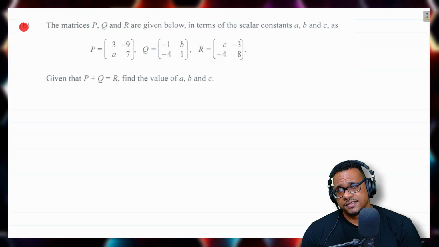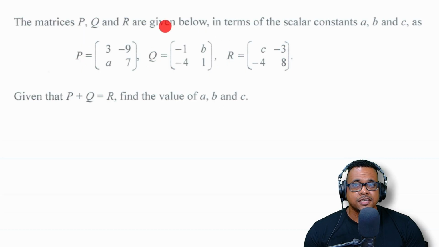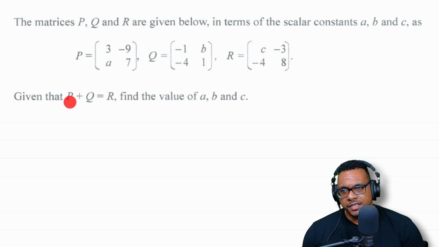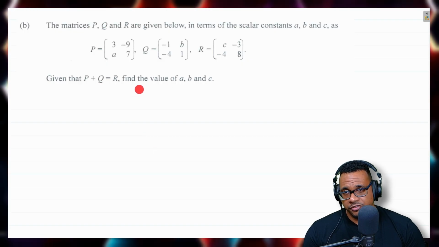So now moving on to question 10 part B, we have the matrices P, Q, and R given below. So we see that here, the matrix P, matrix Q, matrix R. It's given below in terms of scalar constants A, B, and C. So you see within the matrix P, we have the scalar constant A. Within the matrix Q, we have the scalar constant B. And within this matrix R, we have the scalar constant C. So now we're saying that given that P plus Q is equal to R, find the value of A, B, and C. All right, so this is just equal matrices.